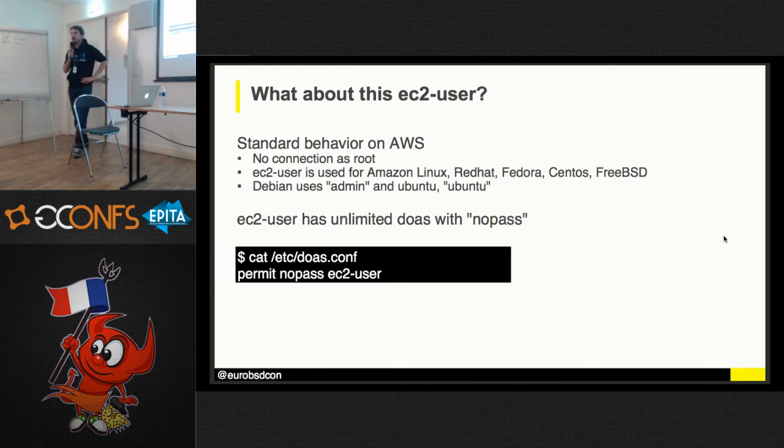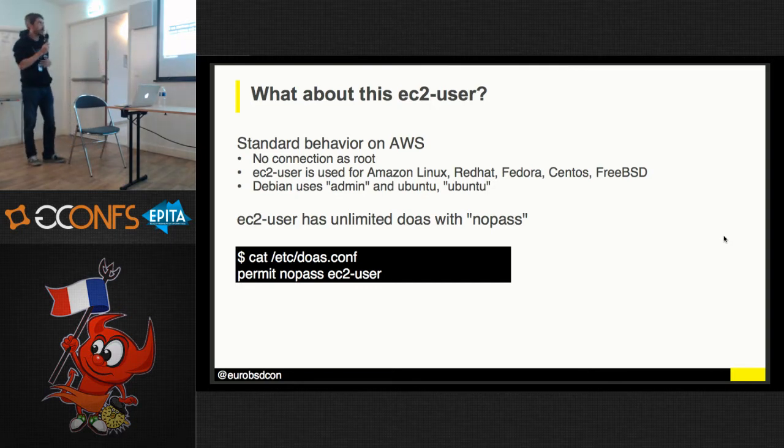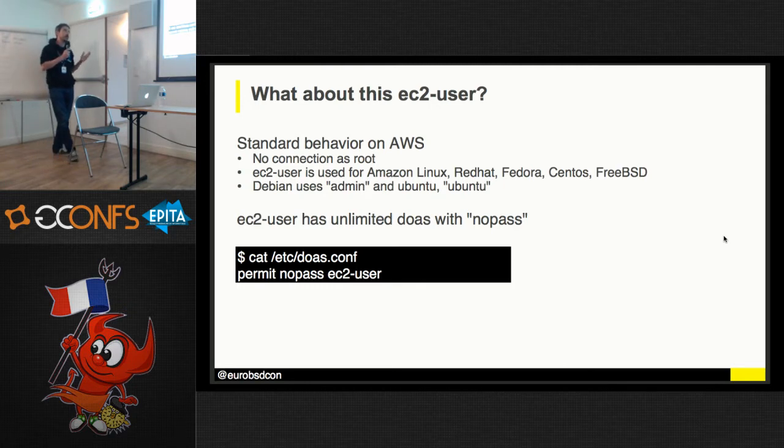Another thing is, you remember when I connected, I used ec2-user to connect to the machine. This is standard behavior on AWS. Basically, you never connect as root, so there's no SSH key for root. Amazon Linux has been using ec2-user from the beginning, and most Linux distributions went the same way, so Red Hat, Fedora, or CentOS. And FreeBSD made the same choice. Debian and Ubuntu made different ones. As you can see, the Debian default user is admin, and Ubuntu's is ubuntu. They never do anything like the others.